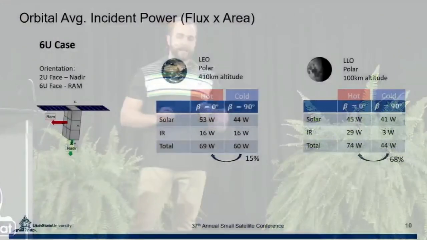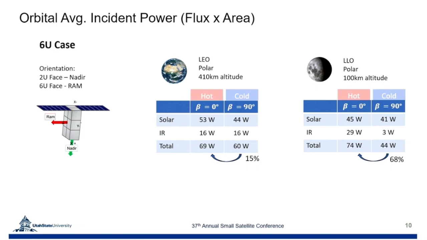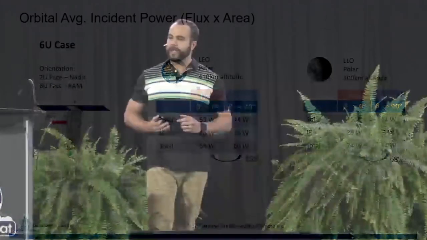When we compare operating on the moon, for that flight configuration, that change can reach up to 68%. So the environment, in terms of total environmental loads, really changed significantly. If we compare the hot case on Earth and the hot case on the moon, we can see that the IR on Earth, 16 against 29, means that even though the total environmental thermal loads are similar, 69 to 74, the distribution between solar and IR changes. And when we have more IR, that means we're going to have some difficulty dissipating our heat.